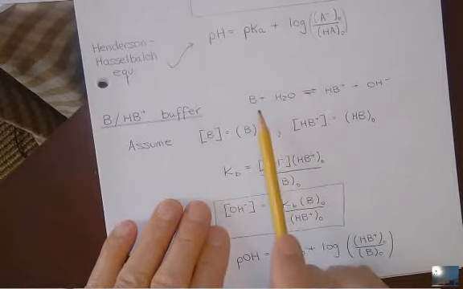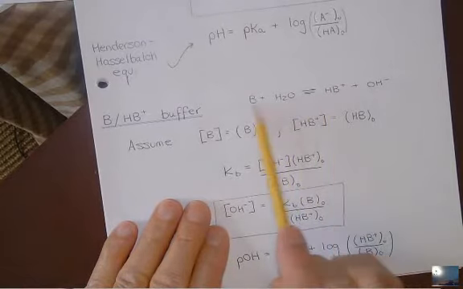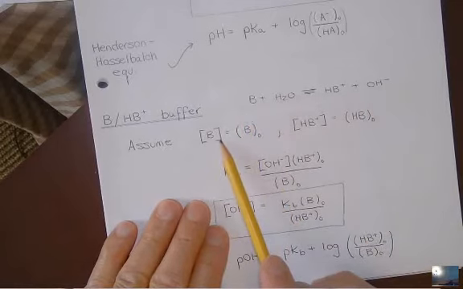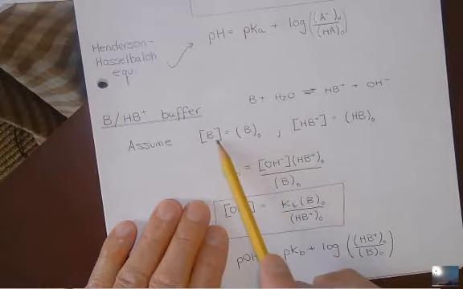Because how does a base react? A base reacts with water to make the conjugate acid. This would be the ammonium, this would be the ammonia, and hydroxide. Okay? So since we're going to be able to drop the X's, the concentration of the base at equilibrium is going to be equal to the concentration of the base that you initially started with. Because at equilibrium, it's just the initial minus X.